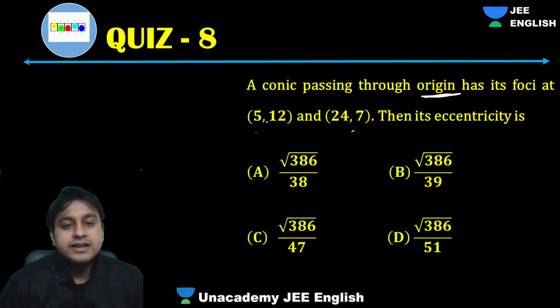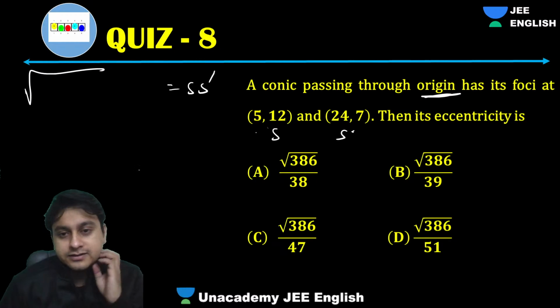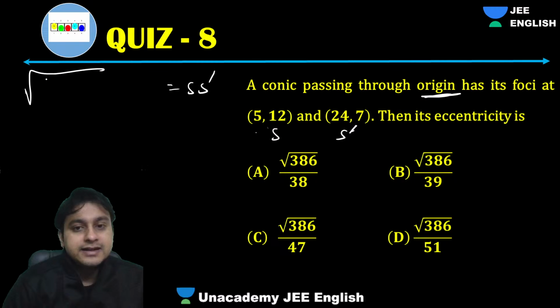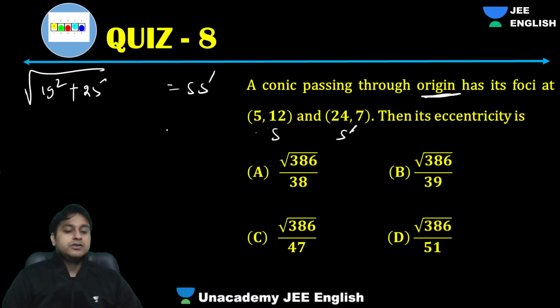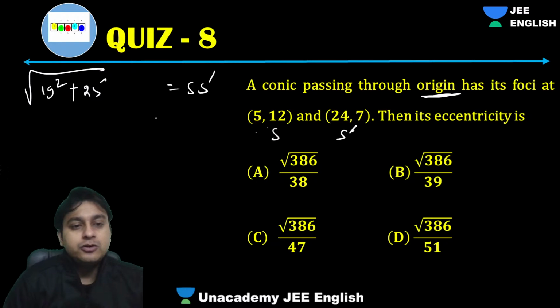We just have one thing in front of us. What is that? These are the foci. So the distance between them will be what? Under root of this is nothing but SS dash. So what will be the distance? That will be root of 19 square plus 5 square, 25. Fine. So that will be the distance, and that is nothing but 2AE.